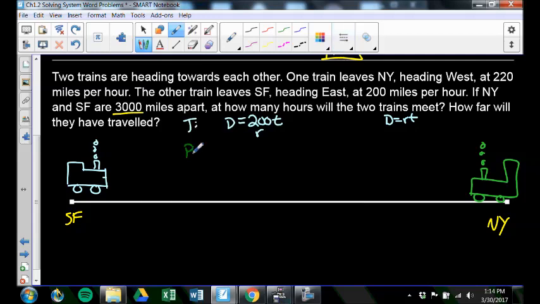Percy, his distance, we're going to have him going in the opposite direction. He's traveling backwards 220 miles per hour.